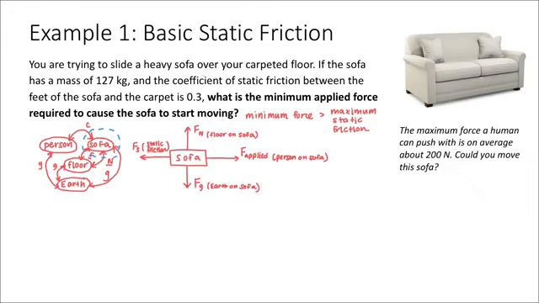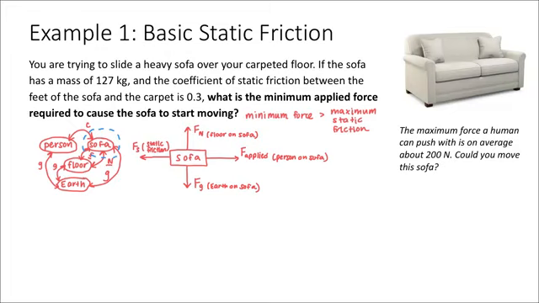I've gone ahead and drawn my force diagram for the sofa and labeled my four interactions. The normal force provided by the floor on the sofa is pointing upwards. The gravitational force provided by the earth on the sofa is pointing downwards. The applied force provided by the person on the sofa, and the force of static friction between the floor and the sofa, is pointing to the left. In this case, I've assumed the person is pushing to the right. You could assume they were pushing to the left, but in either case, friction would oppose the applied force.